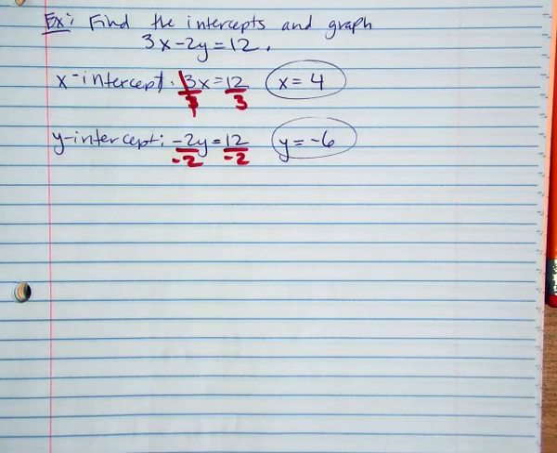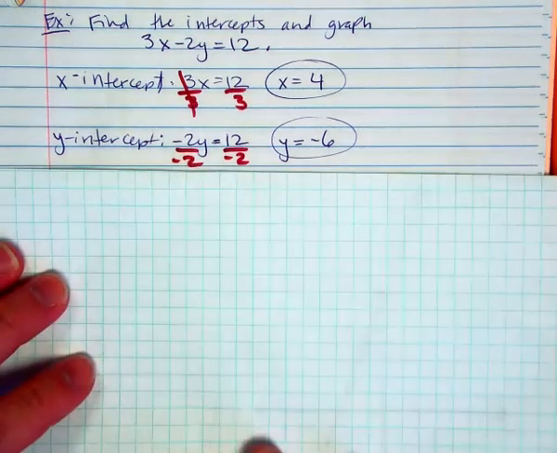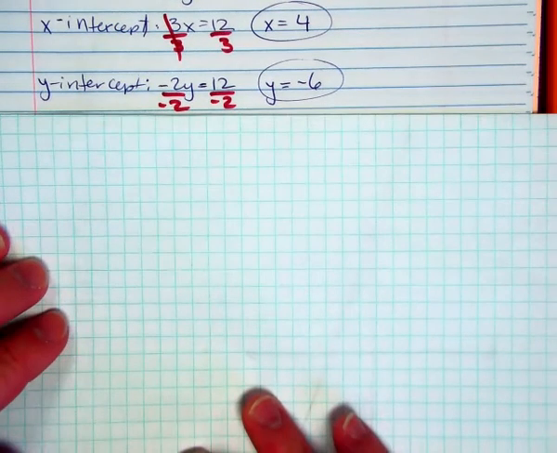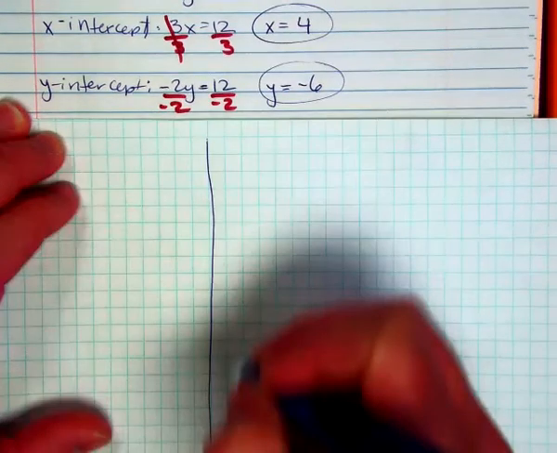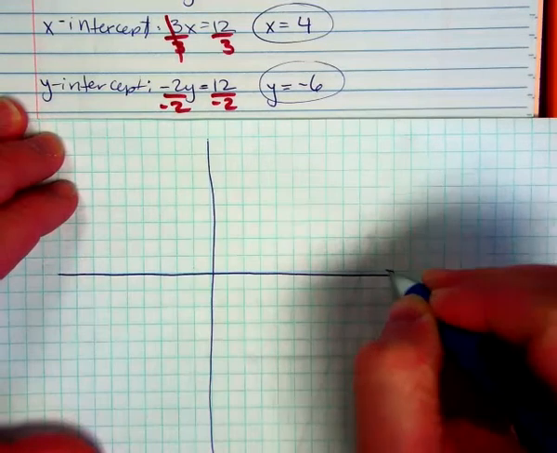So let me show you real quick what the graph looks like, how you do this. You're going to be doing this in your homework this evening, and you'll be doing it on your test at the end of the chapter. So we have our intercepts. We have x equals 4, we have y equals negative 6. So let me go ahead and draw a grid here for us.